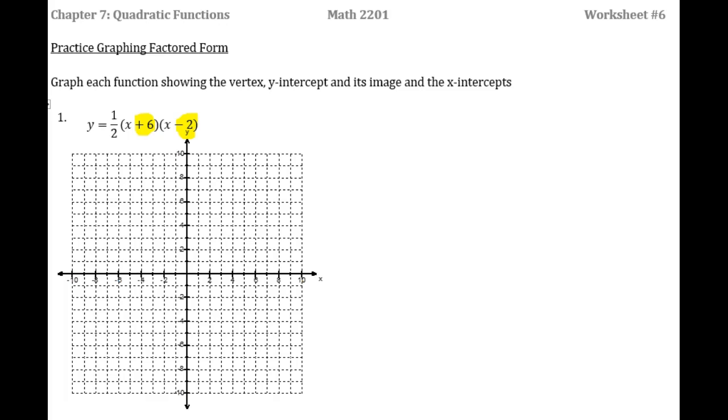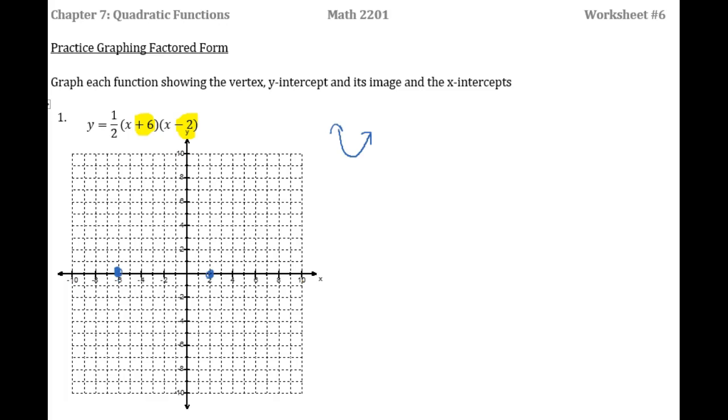So one x-intercept will be -6, so here, and the other x-intercept will be +2. Looking at the graph, we see that the a value is positive, so we know this graph should point up. So we need to find its vertex now and the y-intercept. To get the vertex, first we'll find the axis of symmetry.